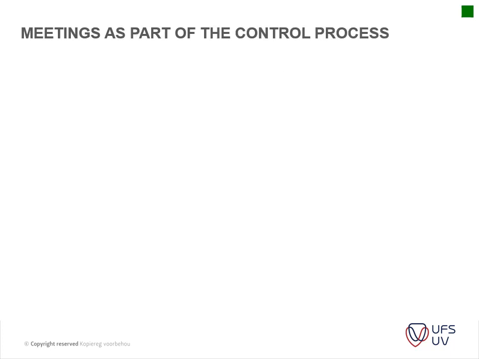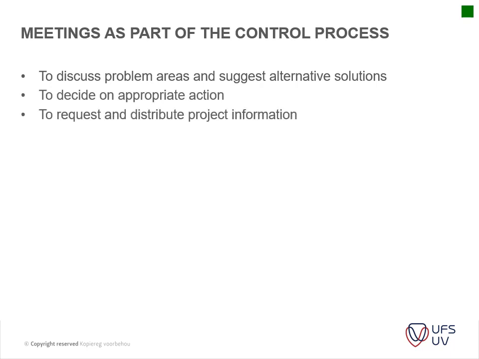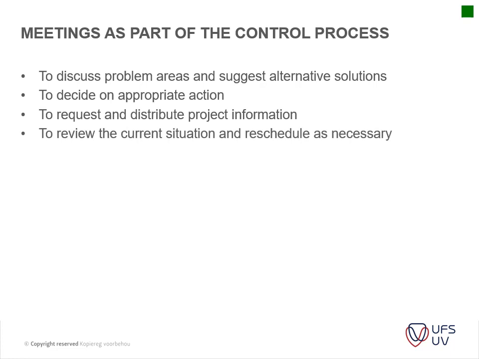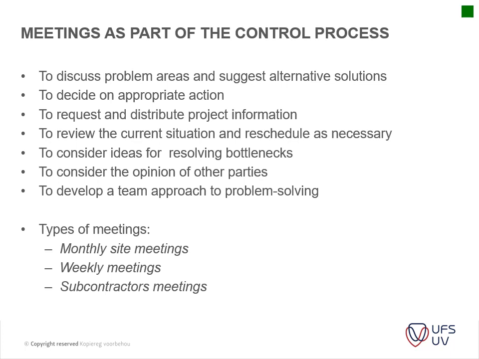So meetings as part of the project: to discuss the problem areas and suggest alternative solutions, to decide on appropriate actions, request and distribute project information, to review the current situation and reschedule as necessary, to consider areas of resolving bottlenecks, and to consider the opinion of other parties, to develop a team approach to problem solving. And then types of meetings, you've got your monthly site meetings, weekly meetings, your subcontractor meetings.